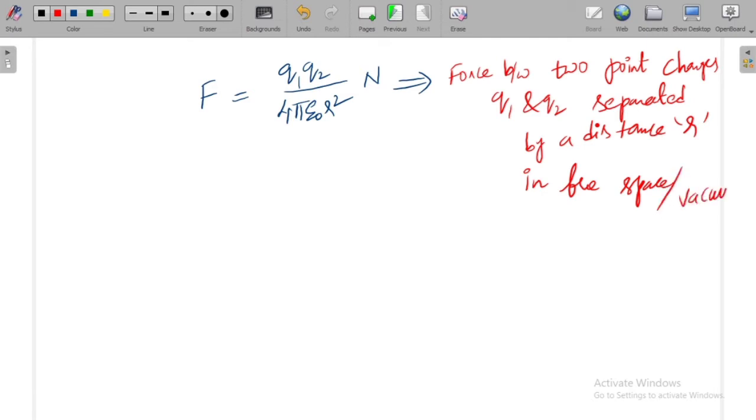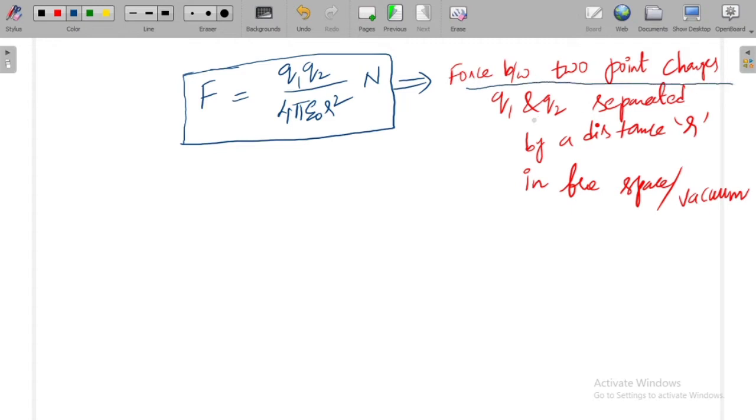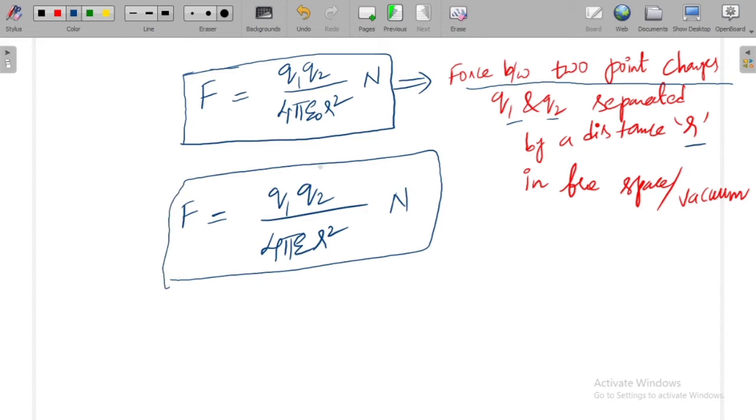So according to Coulomb's law, the equation F is equal to Q1 Q2 by 4 pi epsilon naught r square Newton gives us the force between 2 point charges Q1 and Q2 separated by a distance r in free space or vacuum. If it is not free space or vacuum, then you can replace epsilon naught with epsilon, so it becomes 4 pi epsilon r square. It is as simple as that, right?